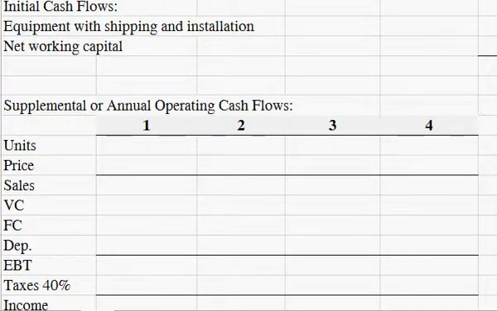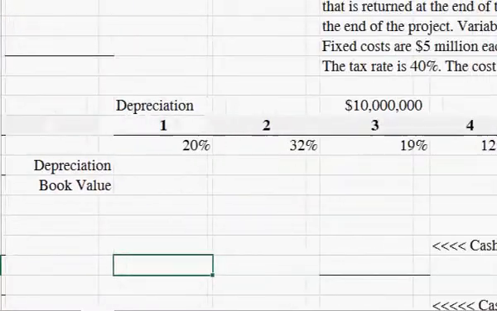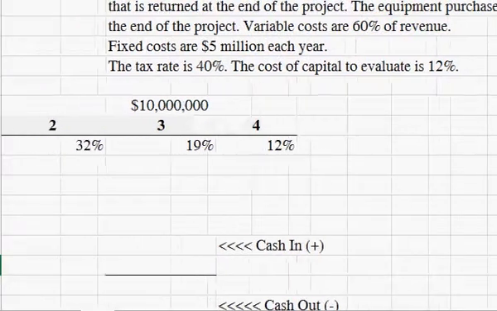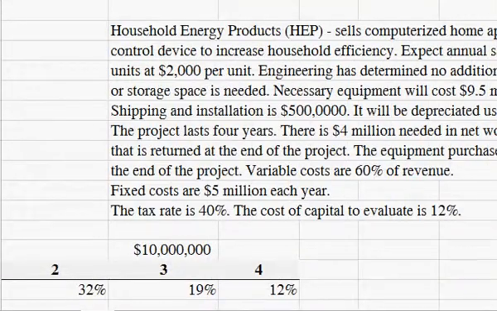So this video covers capital budgeting, and this particular one is for a new or an expansion project, not a replacement project. And the information for the project is actually on the same spreadsheet that I'm posting for the class, and it is over here on the side. So this is the one for household energy products.